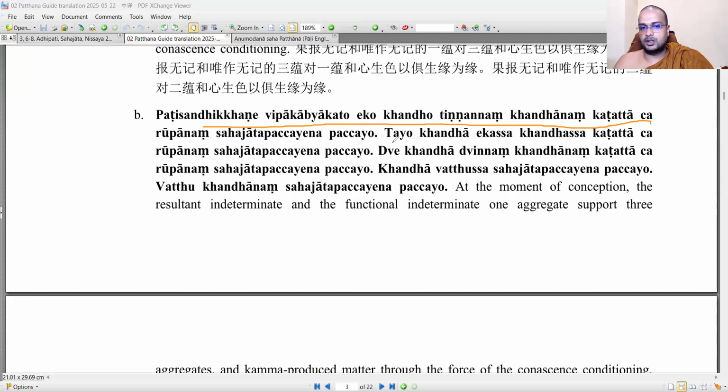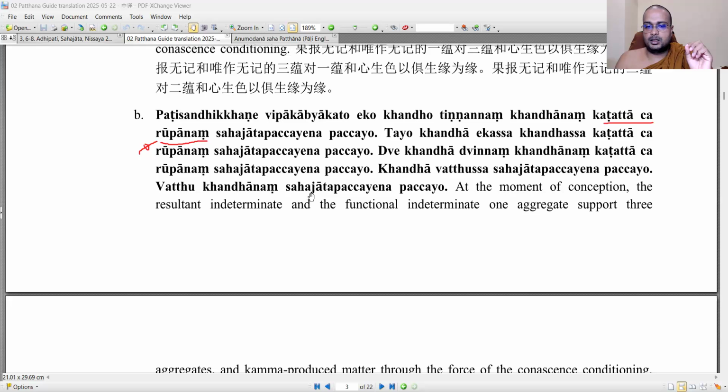So it mentions that at the moment of conception, the resultant indeterminates, one aggregate, support three aggregates, and the kamma-produced matter. Katattasa rupa means the kamma-produced matter. So I think what the Burmese sadhus have done here is, in Pali we call it Sarupa Katana, in Burmese Ayakau. What they do is they pick up the analytical states phrase by phrase. So when you say Katatta Charupanang in general, then we have to take this one.